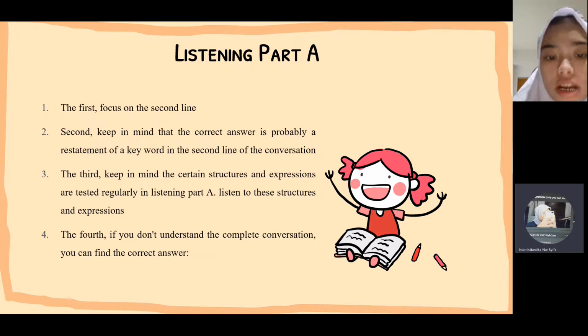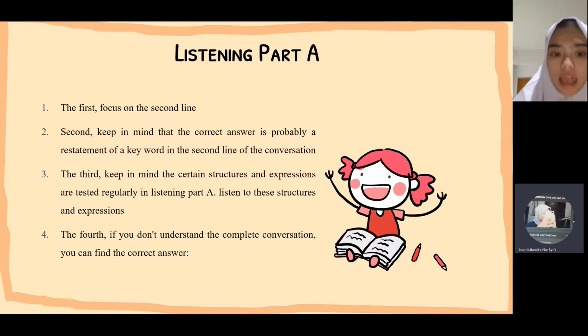The fourth, if you don't understand the complete conversation, you can find the correct answer. And if you only understood a few words or ideas in the second line, choose the answer that contains a restatement of those words or ideas. And if you do not understand anything at all in the second line of the conversation, choose the answer that sounds the most different from what you heard.